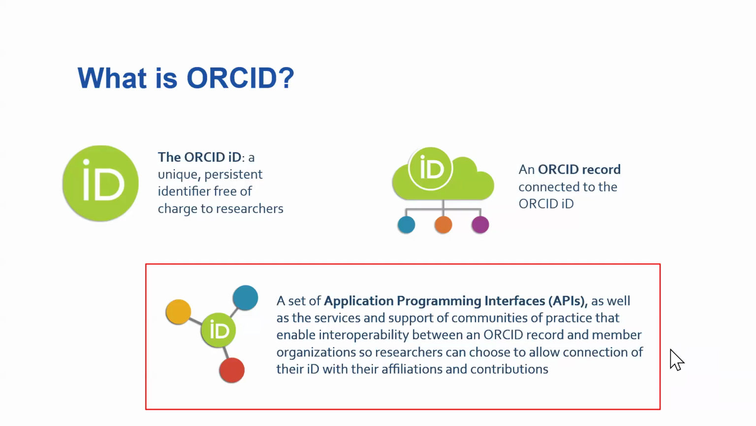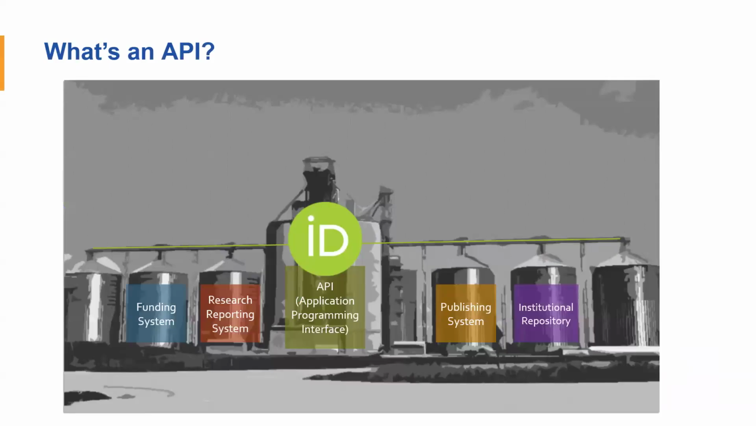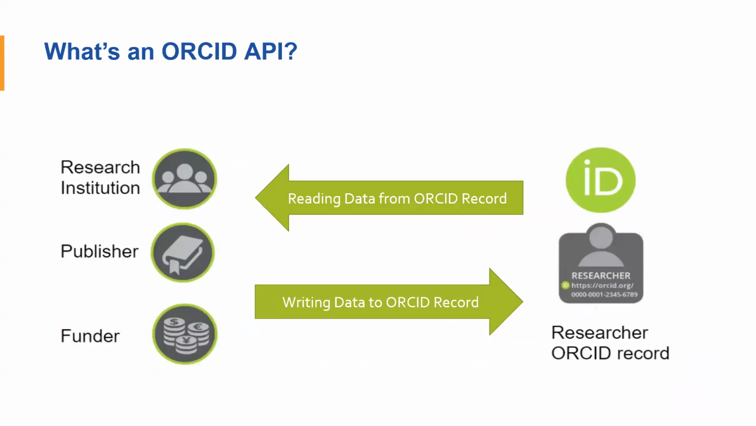ORCID member organizations. An API is essentially a connector for your organization's local system or systems with an infrastructure such as ORCID. The ORCID API acts as a conduit for organizations such as universities and colleges, publishers, and funders to read or pull researchers' ORCID record and write or push data such as affiliations, publications, and funding information to a researcher's ORCID record.